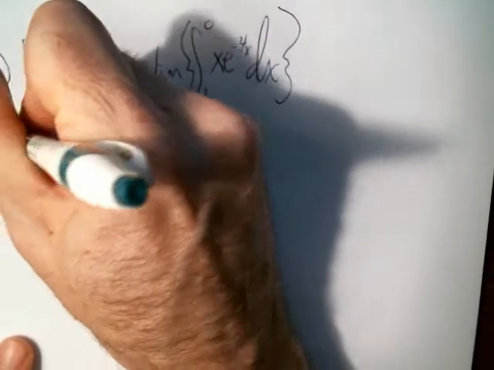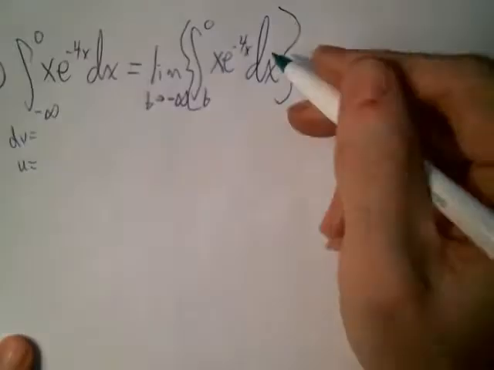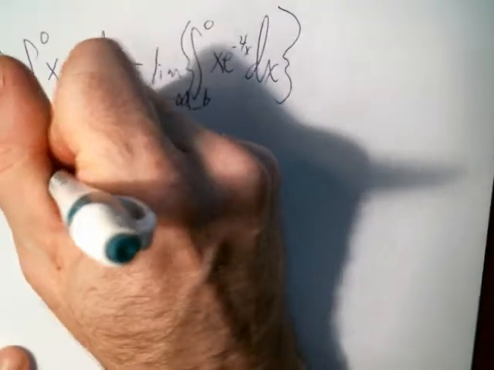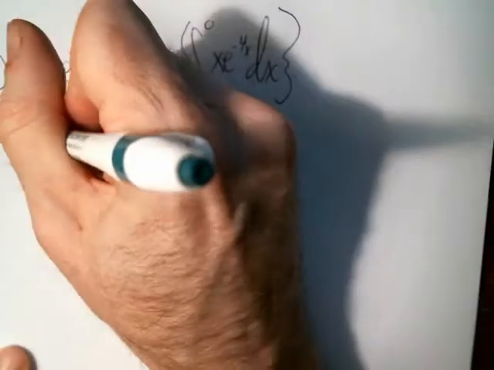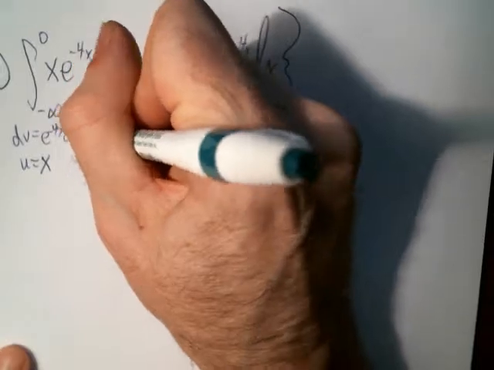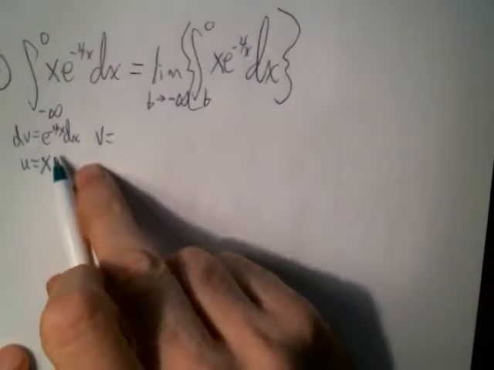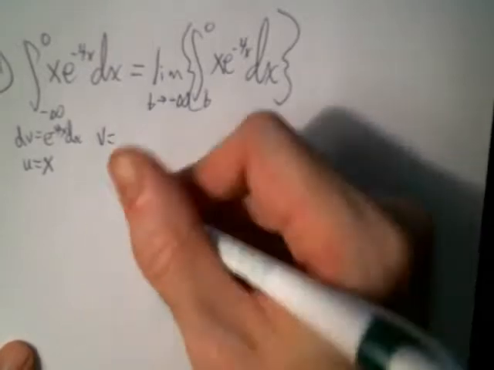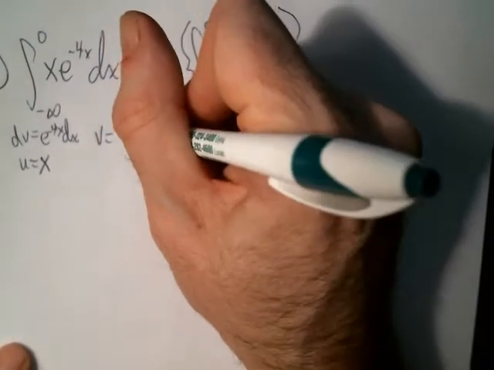So u and dv. LIATE, so algebraic before trig. So algebraic for u, and then trig. The integral of e to the negative 4x is e to the negative 4x, and there's a constant of negative 1/4 floating about.